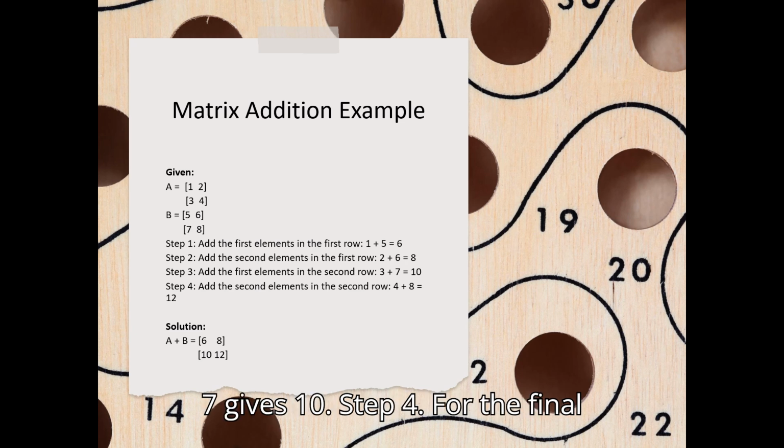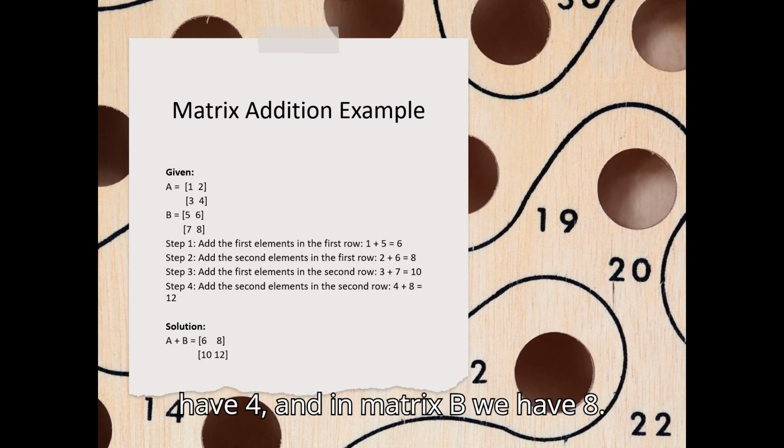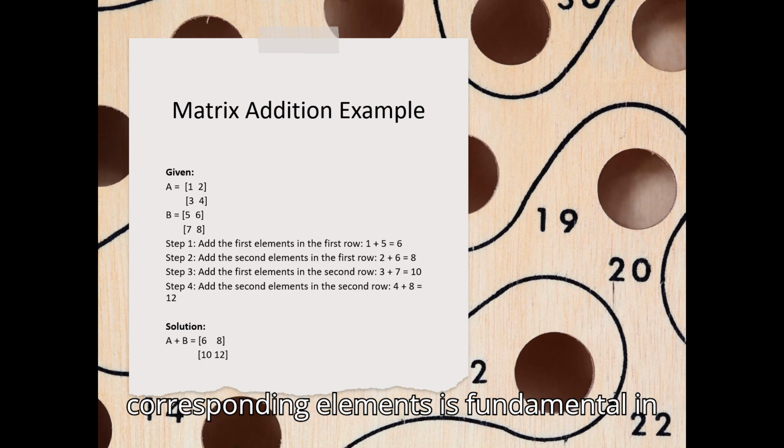Step 4, for the final element in the second row, in matrix A, we have 4, and in matrix B, we have 8. Adding 4 and 8 gives 12. So, the result of A plus B is the matrix 6, 8, 10, 12. This process of adding corresponding elements is fundamental in matrix addition.